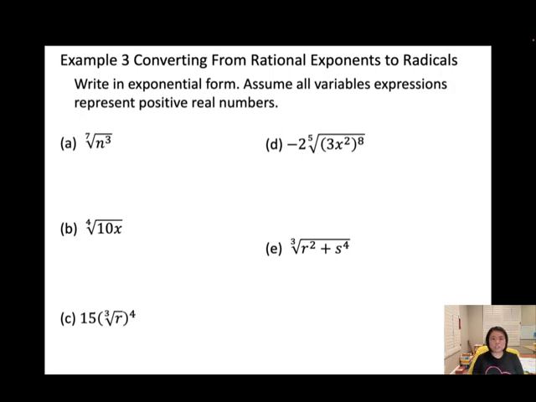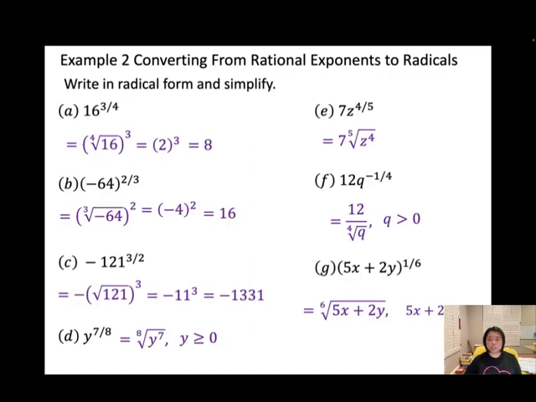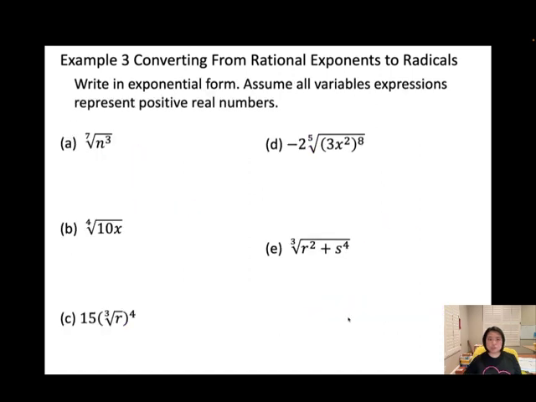Okay, example 3. Assume all the variable expressions represent positive real numbers. So not like the previous example, we don't have the condition that this guy has to be positive, because all the variables represent positives, so we don't care about that part. So pretty straightforward. This guy, 7th root of n to the power 3, we could rewrite it like n to the power of 3 over 7. Same idea, this one, we assume this is a positive real number. So it's just the whole thing, the 10x to the power of 1 over 4. See, this is going to be r to the power of 4 over 3. Easy, right?